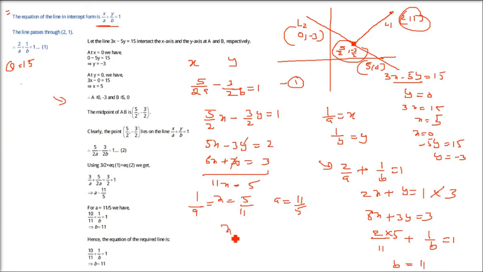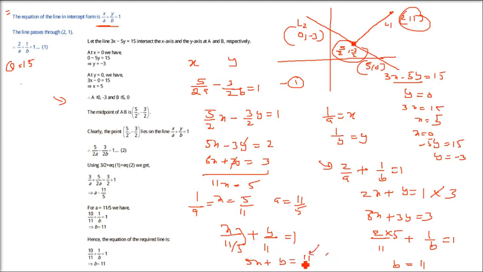So you get a as 11 by 5, b as 11. Put it here. So this goes up. And now we have 5x plus y multiplied by 11, 5x plus y equals 11, and this is your equation, 5x plus y equals 11.